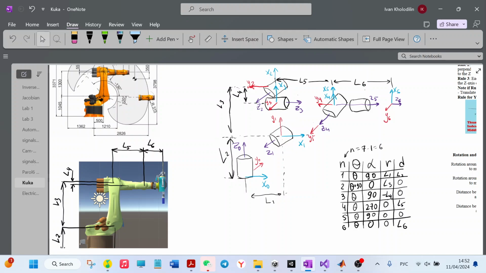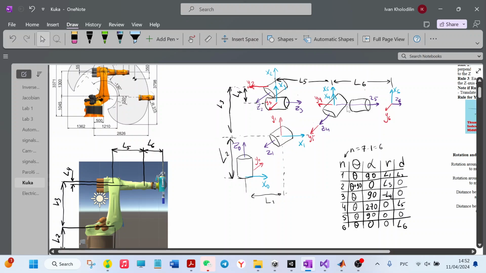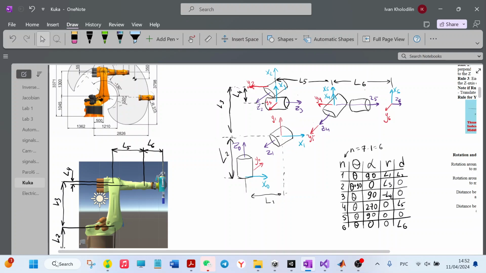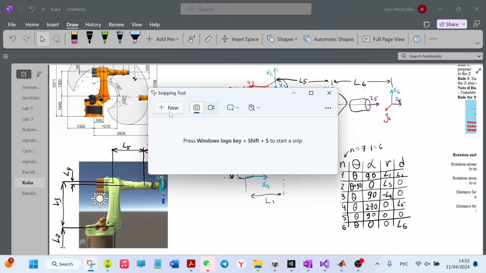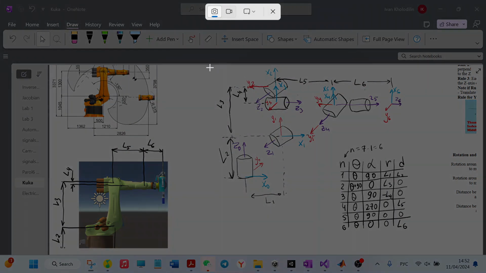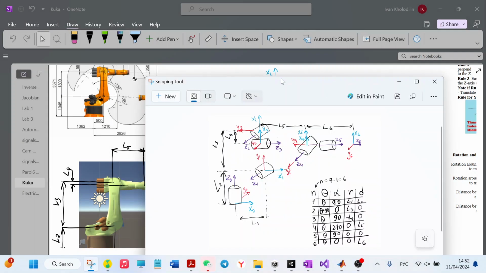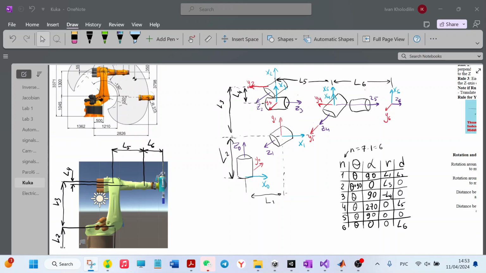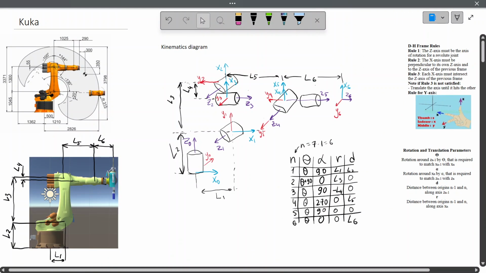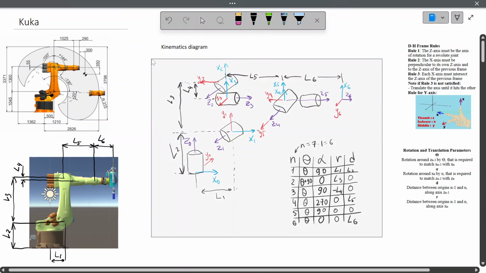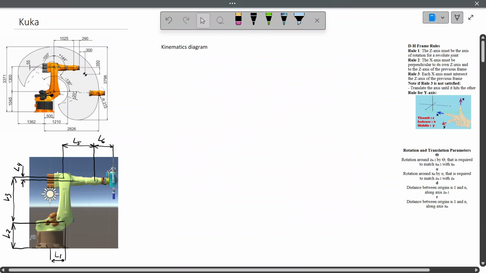Hello, first of all, let me show you how the kinematics of the robot were created. Here I will create it step by step, so it will be more clear for you. So this part, let's delete and make again.